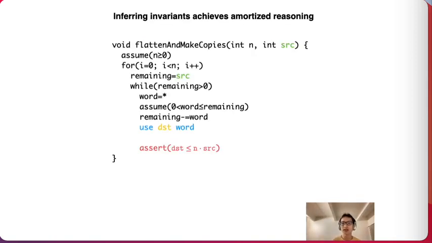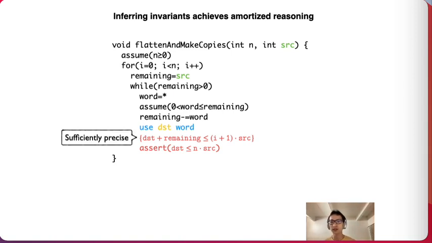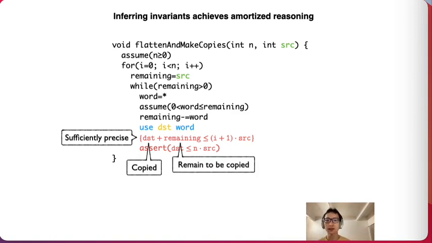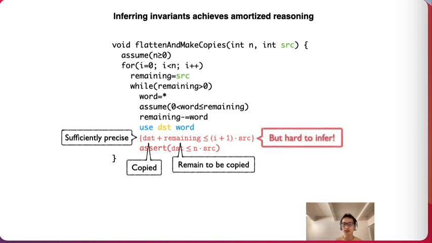We can get amortized reasoning by inferring an inductive invariant for the program. In particular, this inductive invariant, right before the assertion, is sufficiently precise for verifying our bound assertion. It says the sum between what has been copied, which is dest, and what remains to be copied in the current iteration, which is remaining, is no greater than i plus 1 copies of list source. However, this inductive invariant is hard to infer because it involves an arbitrary polynomial among program variables. It is generally non-trivial to infer such invariants, and thus it's brittle to automate.